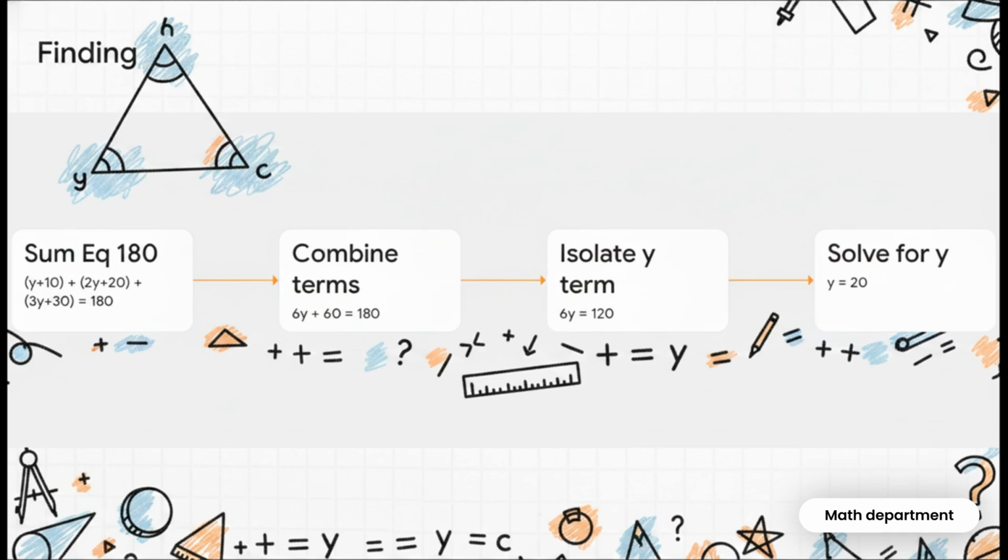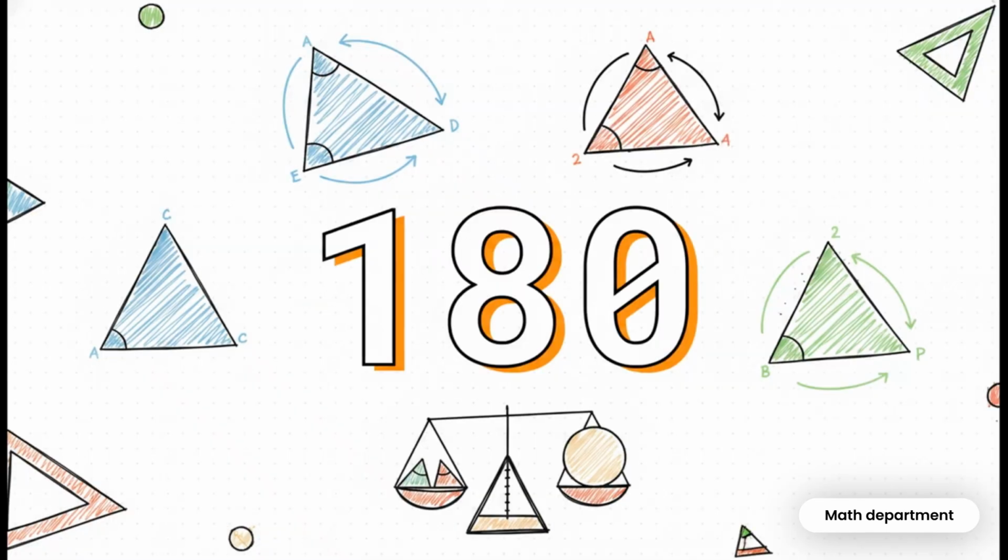Next, we group our similar terms together. We have 1y, 2 more y's, and 3 more y's, so that gives us 6y. Then we add our plain numbers. 10 plus 20 plus 30 gives us 60. So we write down 6y plus 60 equals 180. Subtract 60 from both sides to get 6y equals 120, and finally, divide by 6. Bam! y equals 20.